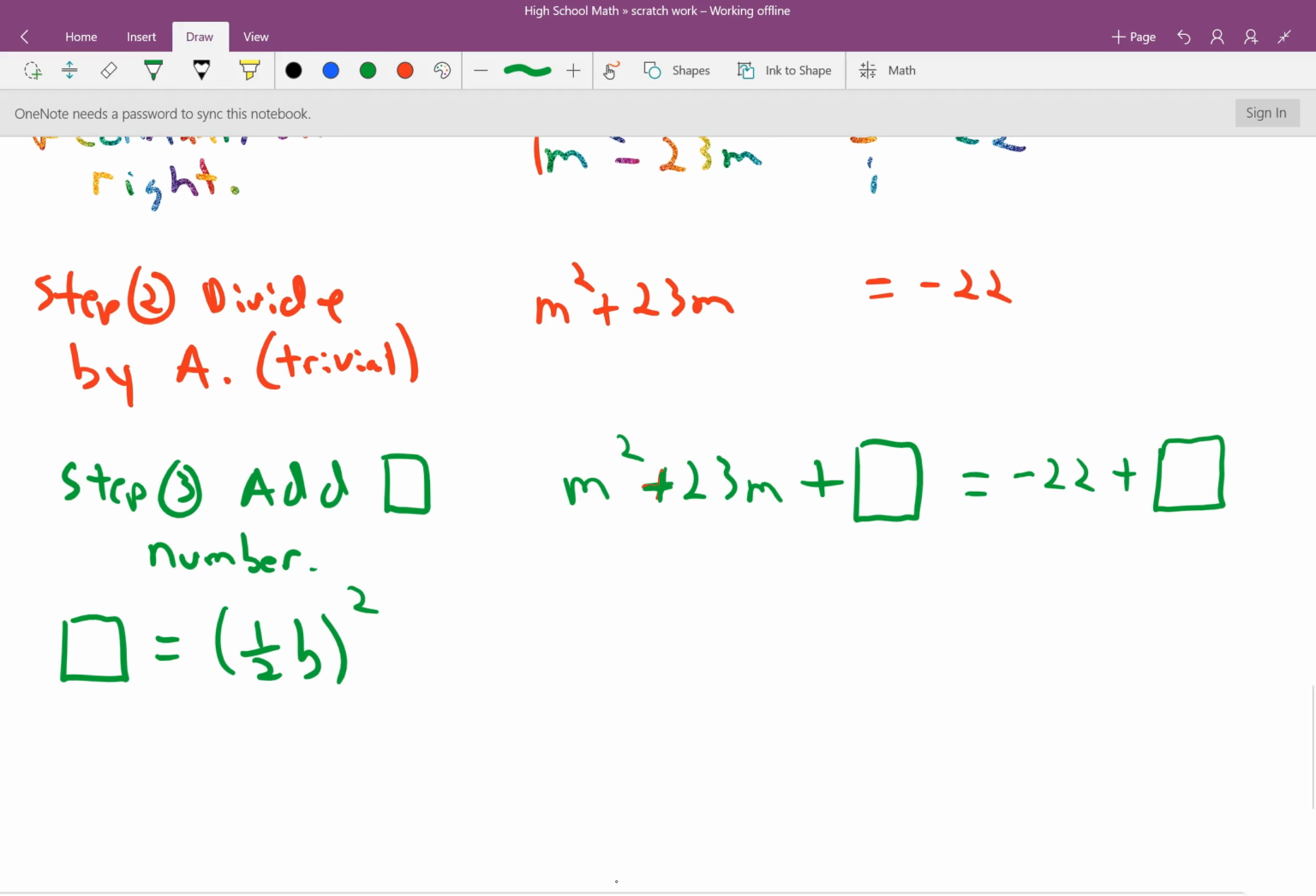m squared plus 23m plus box equals negative 22 plus box. So in this case, b is 23. So our box number is equal to 1/2 of 23 squared. Find what 1/2 of 23 squared is using your calculator. 11 and a half. Square that. Find it using your calculator, then square that number.